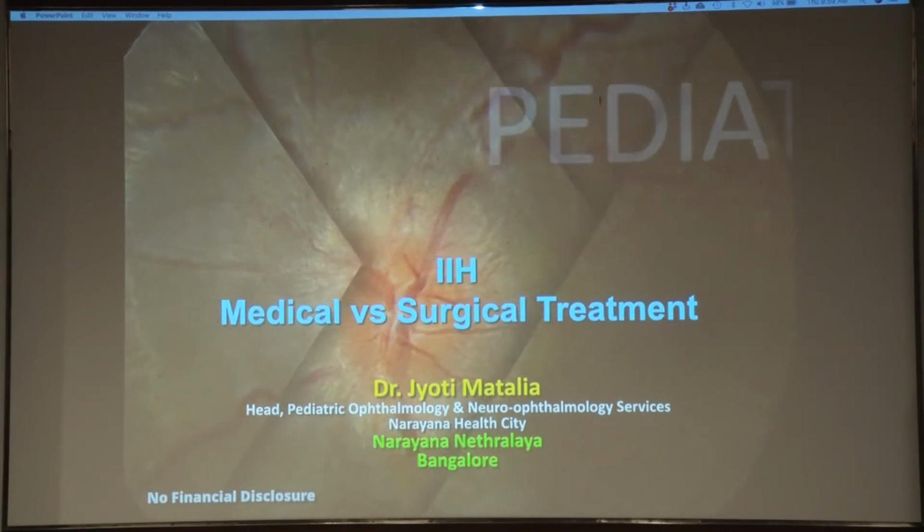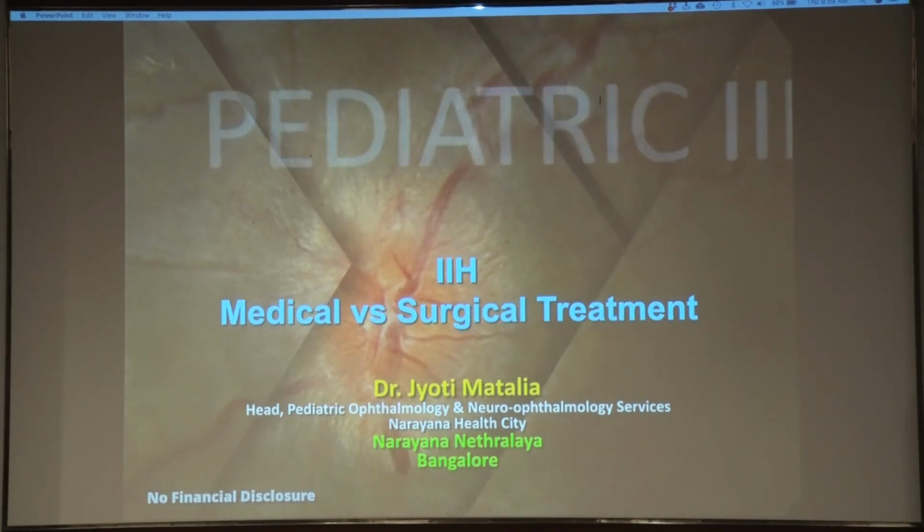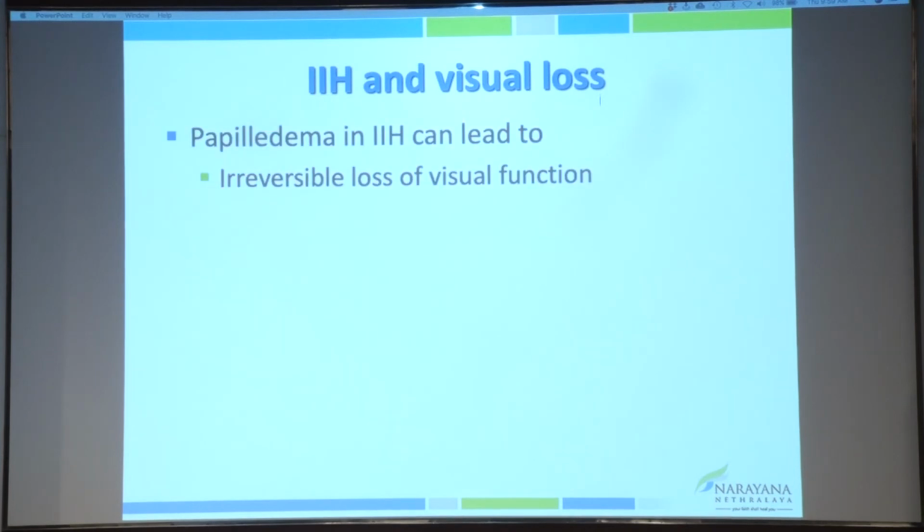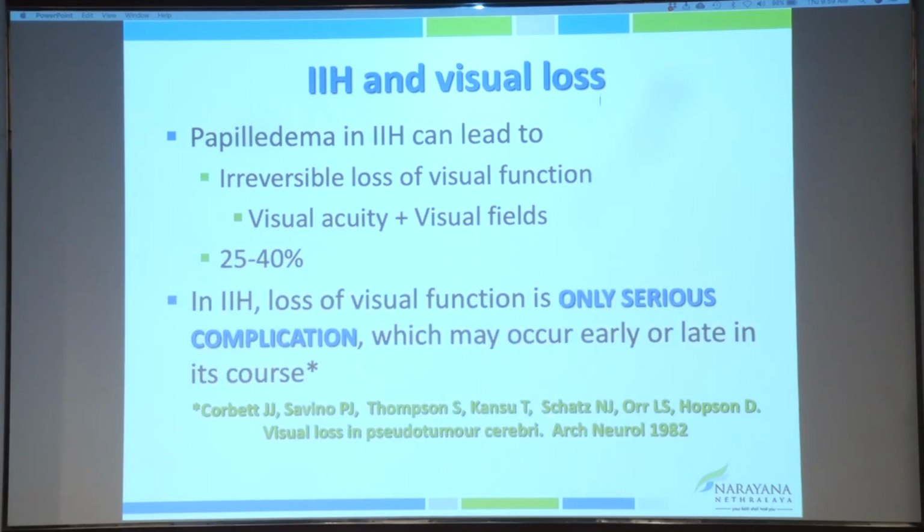And now I will talk to you about what will be the possible medical and surgical management of the same. But before that, let's understand why IIH is so important. Because it's a direct association with visual loss. It can cause irreversible loss of visual function, that is acuity and fields, in as high as 40% of children. And it can be the only serious complication, which can occur early and late.